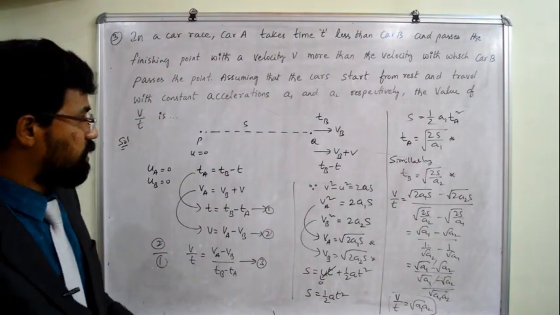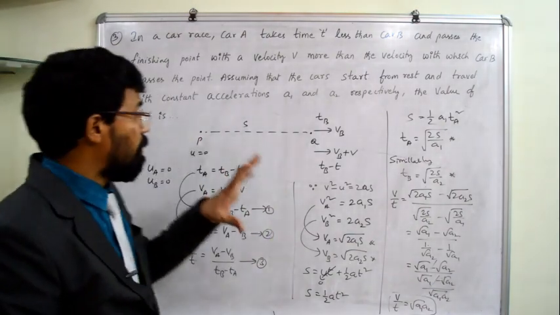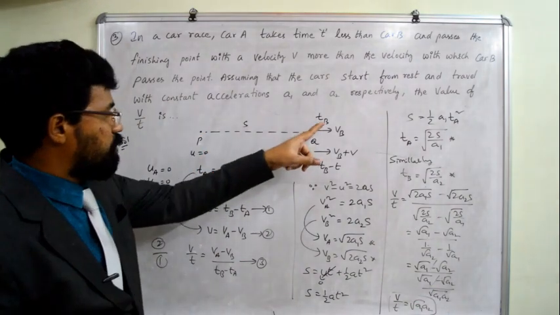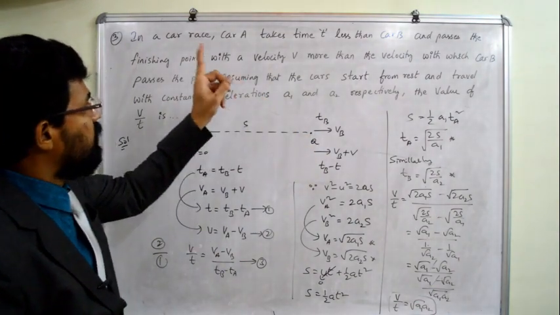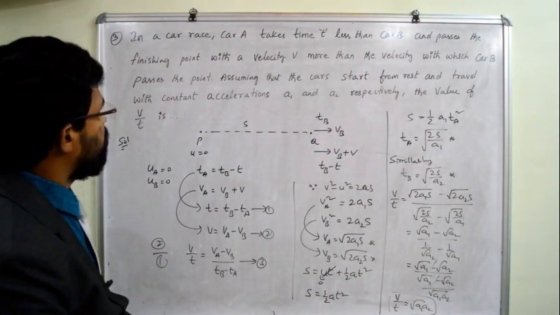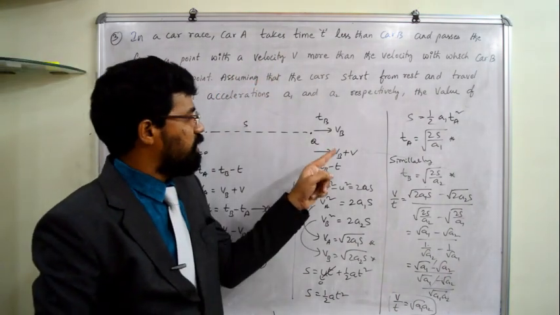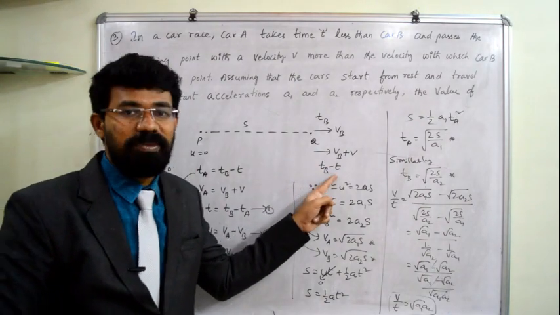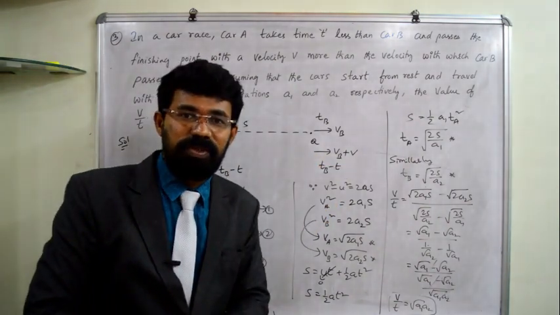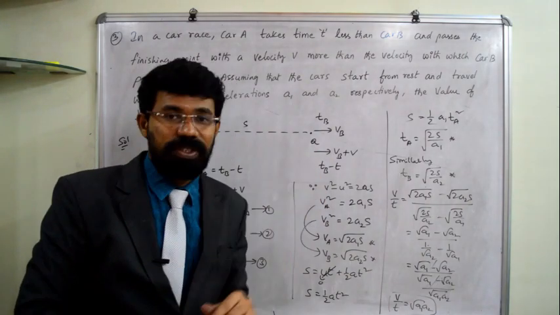Okay, so that's how you are supposed to handle the situation here. All that you need to do is understand these points. It was very clearly mentioned, car A takes time t less than car B and passes the finishing point with a velocity v more than car B. T less in the sense Tb minus t is the time taken by car A, v more in the sense Vb plus v is the velocity with which car A is crossing the finishing point.